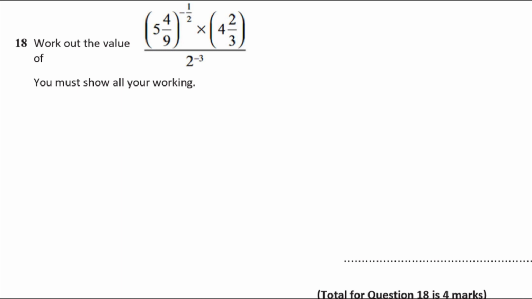Let's start by rewriting things as top-heavy fractions, because mixed numbers like that don't really work very well for me. So let's do that. So 5 4/9. I know that 5 times 9 is 45. So add 4 on top. That's going to be 49 over 9, isn't it? So I've got 49 ninths to the power of minus a half multiplied by 4 2/3, doing the same thing. 4 times 3 is 12. Add on the 2 is 14 then, isn't it? So that's 14 over 3 for that fraction.